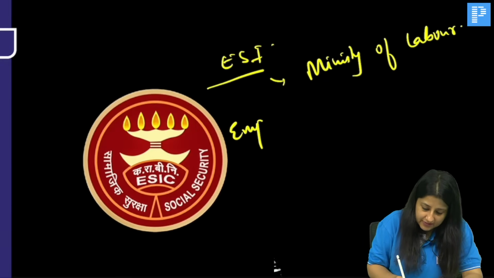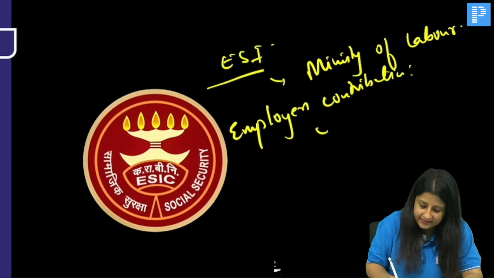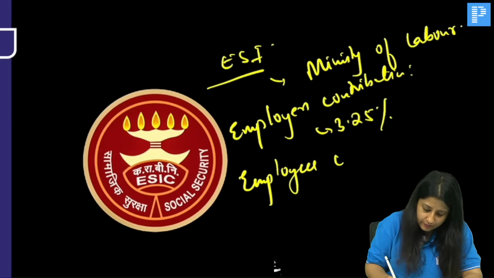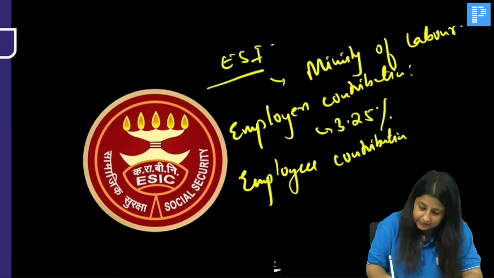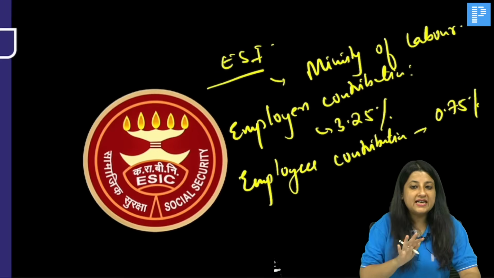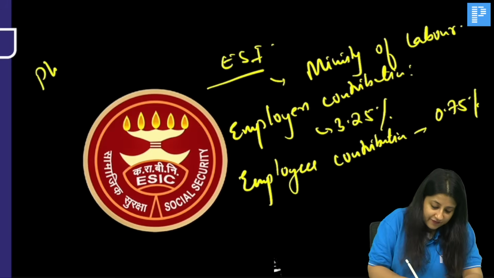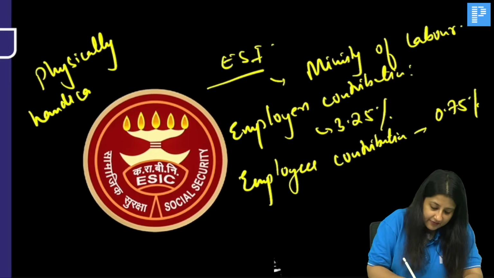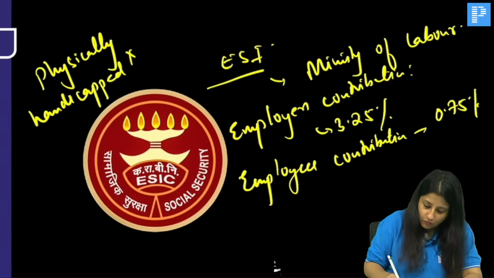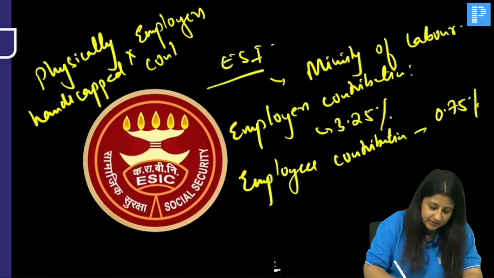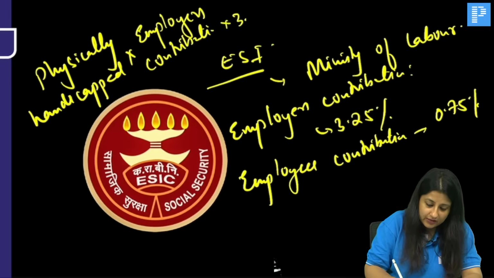And इसमें how much is the employer's contribution? Employer's contribution, there has been no change in it. It is 3.25% only. And how much is the employee's contribution? Employee's contribution अगर आप देखोगे, then it is 0.75%. But one category where the employee doesn't have to make any contribution, guys, for physically handicapped, everybody remember this. For physically handicapped there is only employer's contribution for 3 years. Employees नहीं करते हैं, employer's contribution दिया जाता है completely for 3 years, okay, for physical handicap.